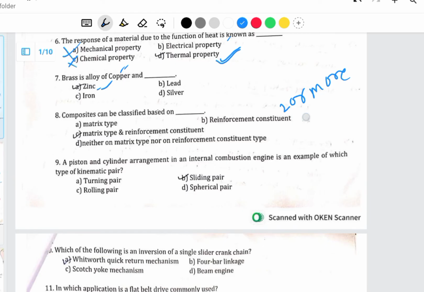Sorry. So here, with the help of two or more materials it is made. So what are those two or more materials? One will be matrix and one will be reinforcement.